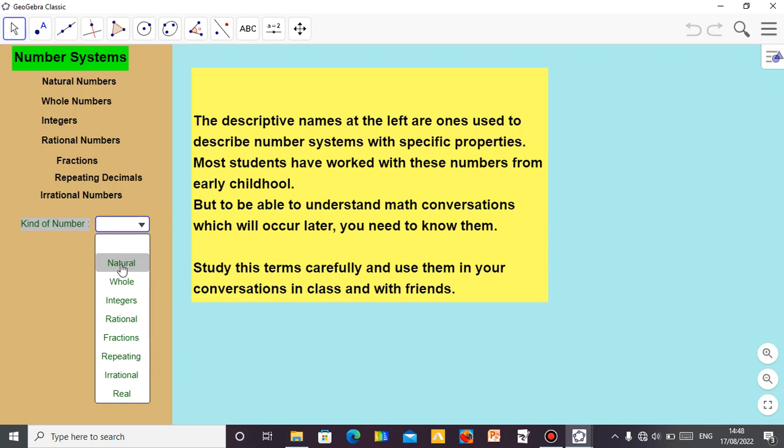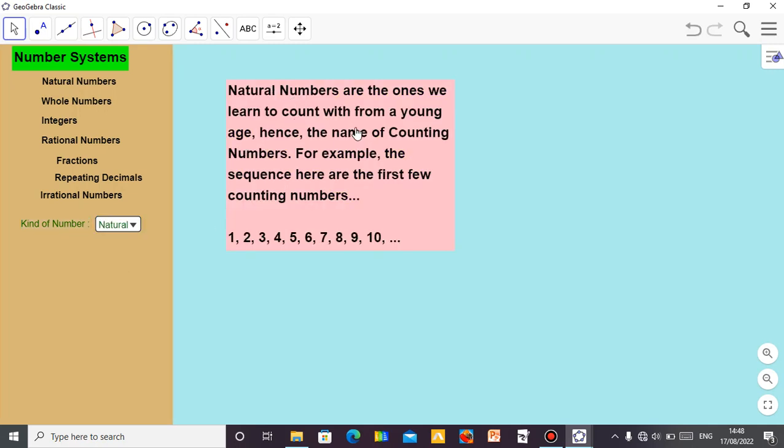So the first number I have here is natural numbers. So what are natural numbers? We say they are the ones we learn to count with from a young age. As a young student, when you start from the early years, nursery school, primary school, we always start with counting numbers from 1, 2, 3, just like that. So those are the natural numbers. They are the normal counting numbers. Natural numbers are counting numbers. You can see there's no zero here. We just start from 1, we don't start with 0. Just start from 1, 2, 3, 4, and so on. So this is the meaning of natural numbers. So take note of this.